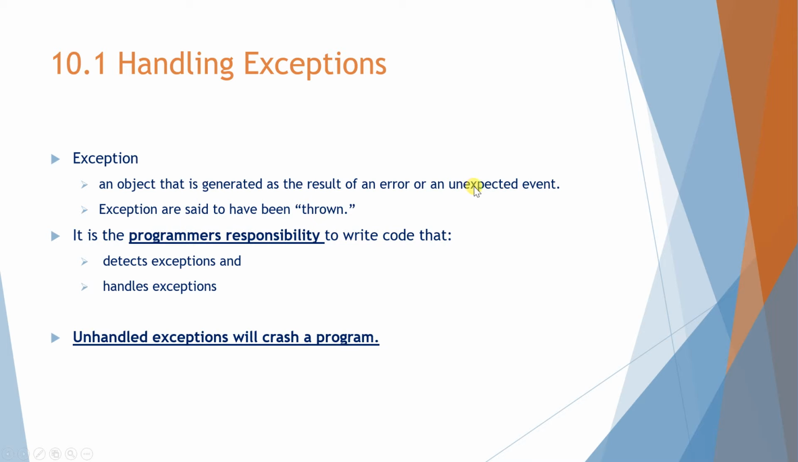I'll show you an example in a second, but let's say there is a number. I'm asking the user to provide a number and I provide text, right? If that's the case, then we're going to get some type of exception that will be thrown. It's your responsibility as a programmer to detect and handle that exception. And if we don't handle the exceptions, this will just crash the program.